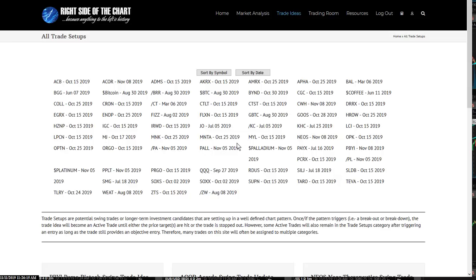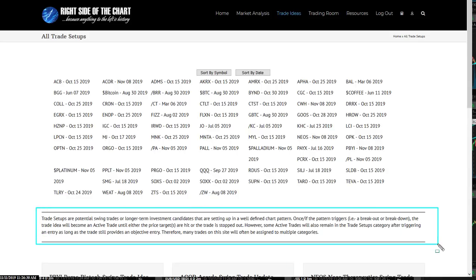But what I want to say is, when you click on any of the trade ideas here, it'll bring up the most recent posts on those trade ideas. And before I do that, let me just highlight here. This will give you a description of each category, what a trade setup is. Now, I'll read it out.